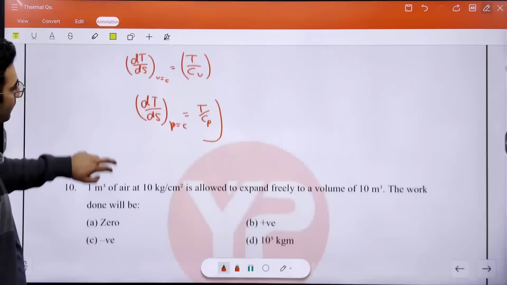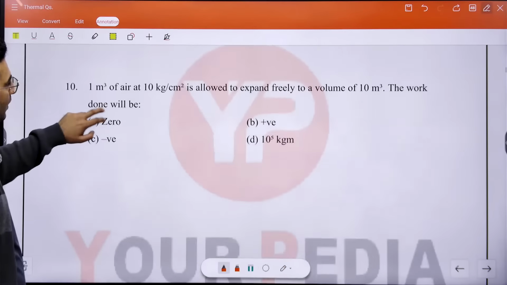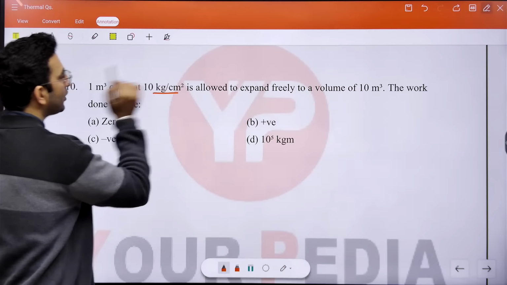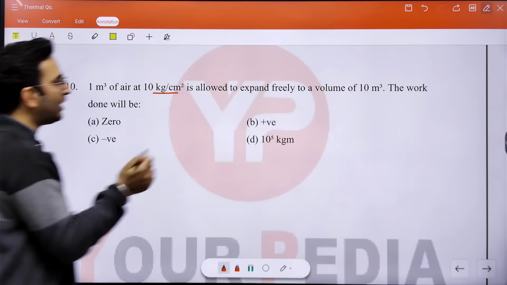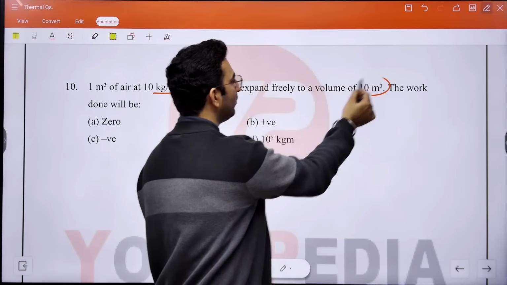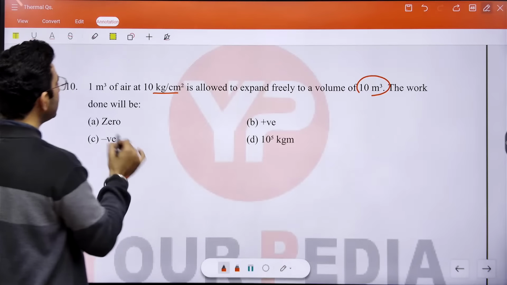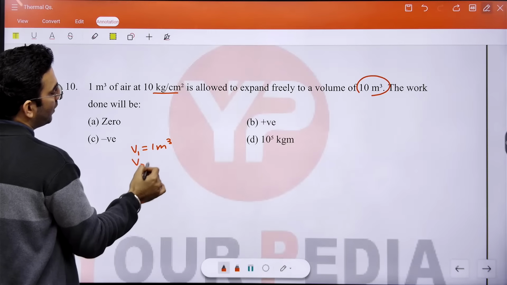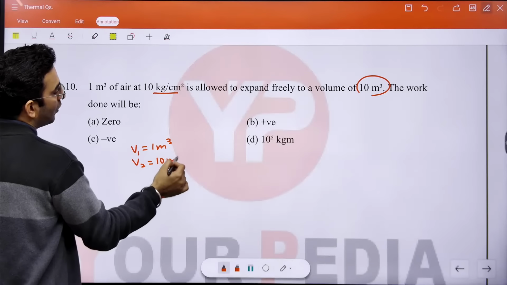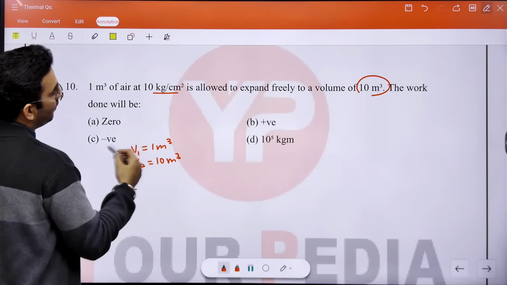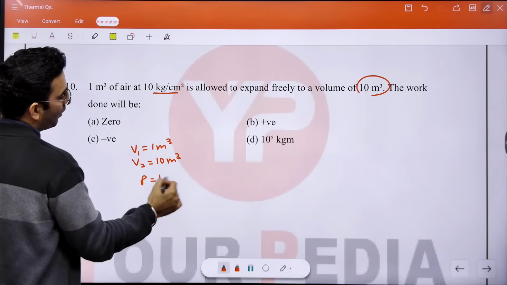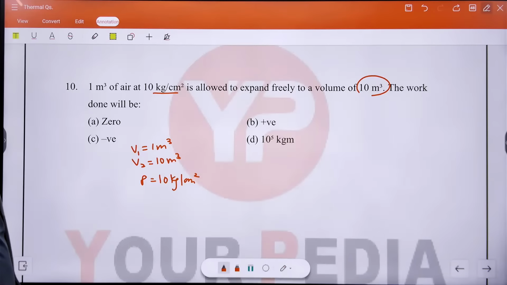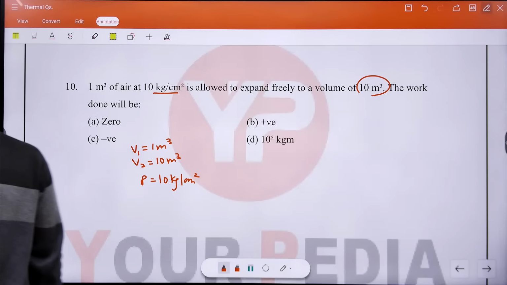Next part. If 1 meter cube of air at 10 kilogram per centimeter square is allowed to expand freely to a volume of 10 meter cube, so initially the volume is given to us as 1 meter cube and finally the volume is given as 10 meter cube. Correspondingly, the pressure is 10 kilogram per centimeter square. What do you want to calculate? You want to calculate the work. What can be the answer?